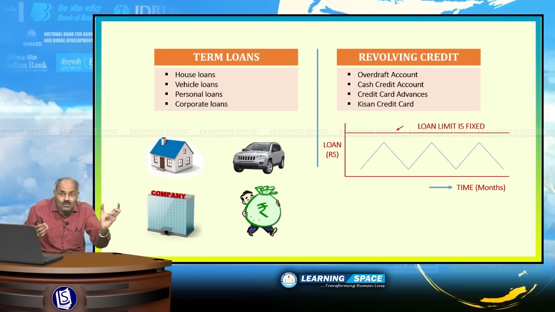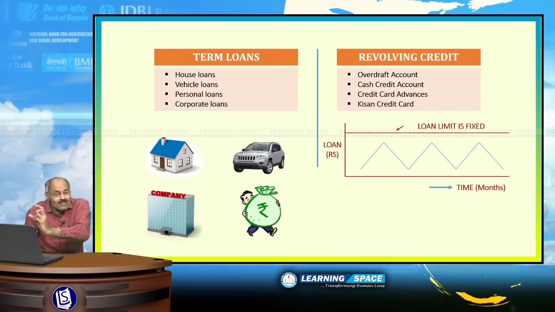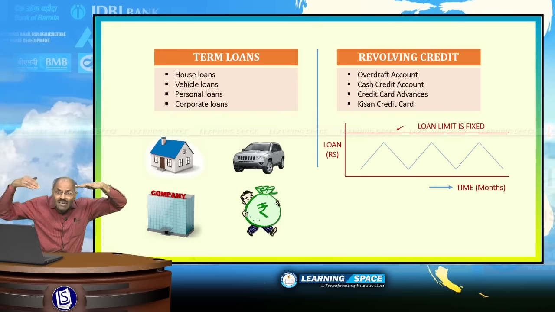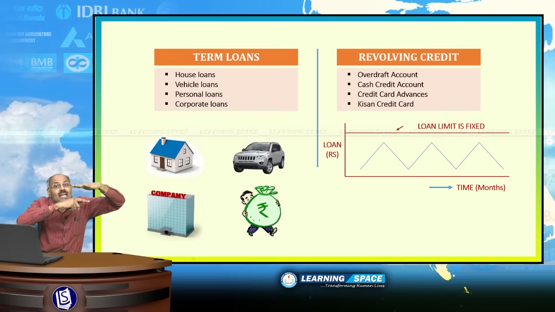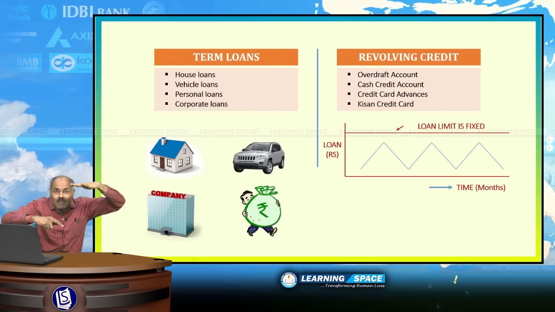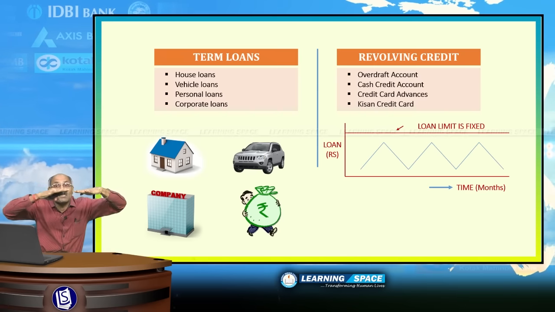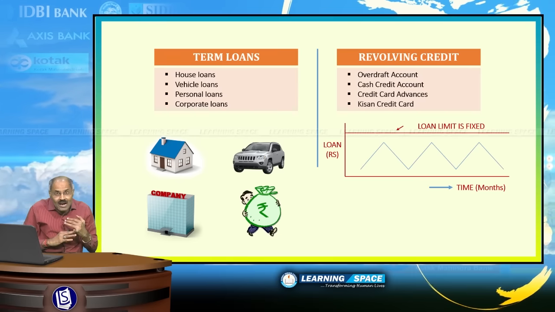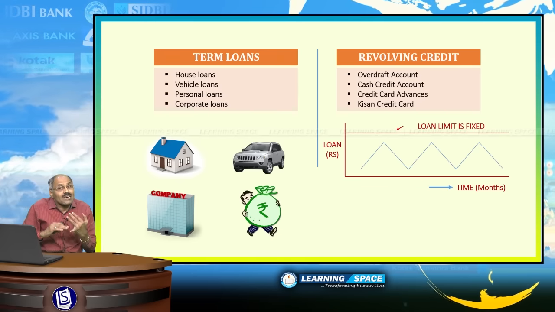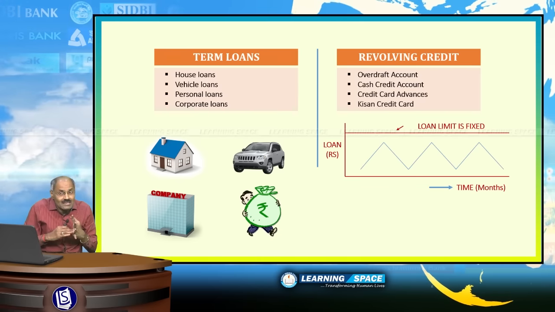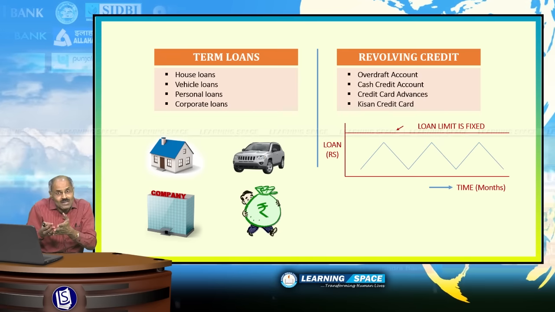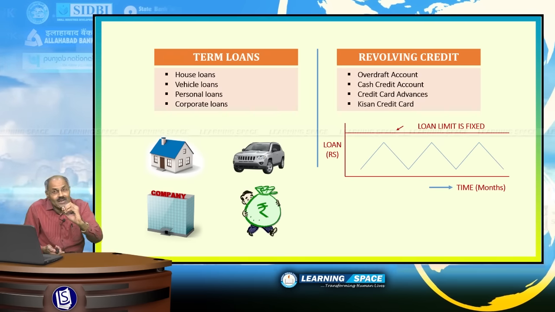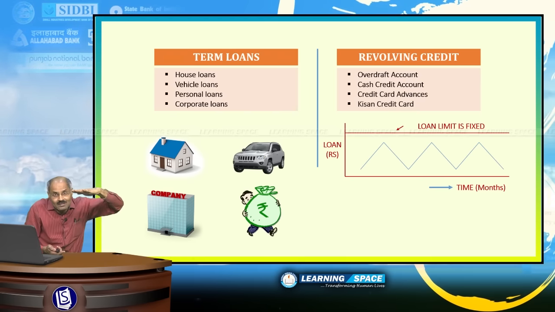That is term loan. Revolving credit is different. The limit is given, and depending on your requirement, you will take from the bank and pay back, take and pay back, take and pay back, subject to the limit. Examples of revolving credit are overdraft account, cash credit account, credit cards, and Kisan credit cards. Please don't forget, the limit is given. You can borrow up to the limit.